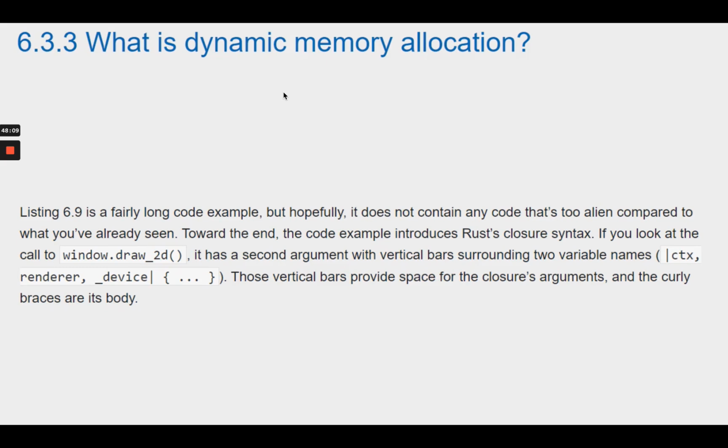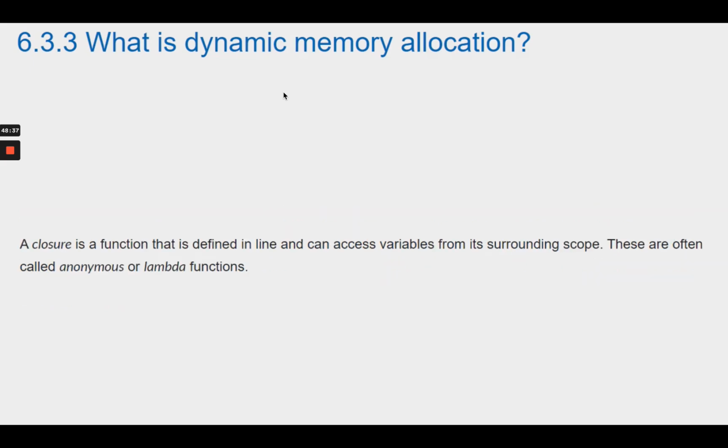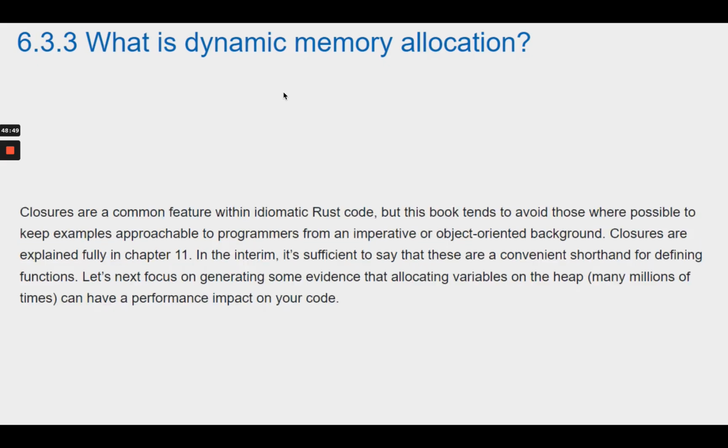Toward the end, the code example introduces Rust's closure syntax. If you look at the call to window.draw_2d, it has a second argument with vertical bars surrounding the two variable names: vertical bar, ctx, renderer, _device, vertical bar, open brace, ..., close brace. Those vertical bars provide space for the closure's arguments, and the curly braces are its body. A closure is a function that is defined inline and can access variables from its surrounding scope. These are often called anonymous or lambda functions.